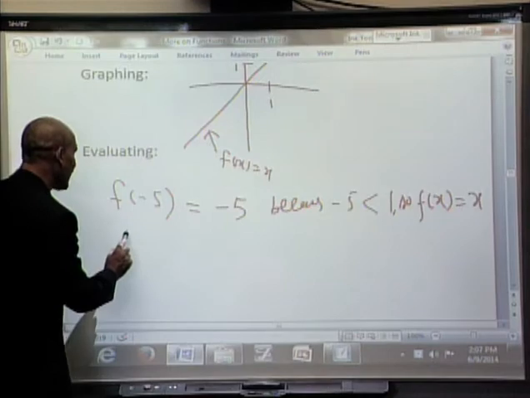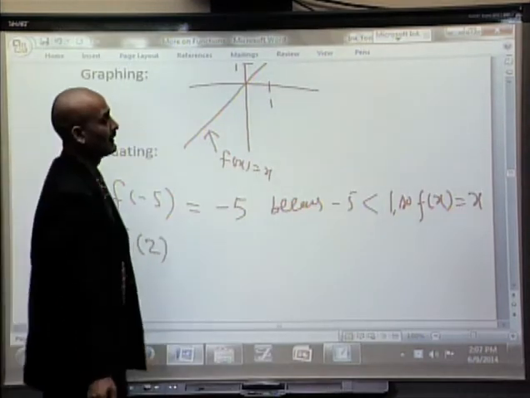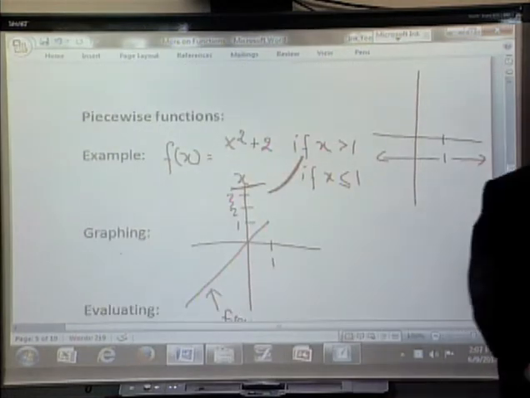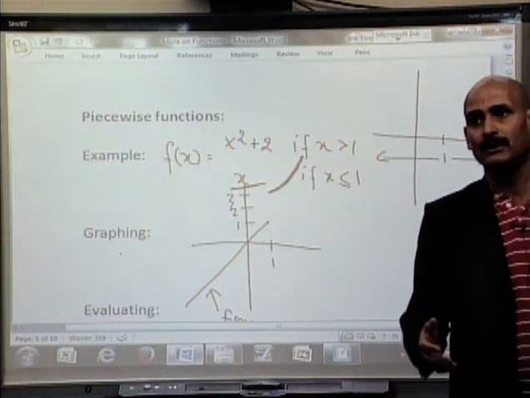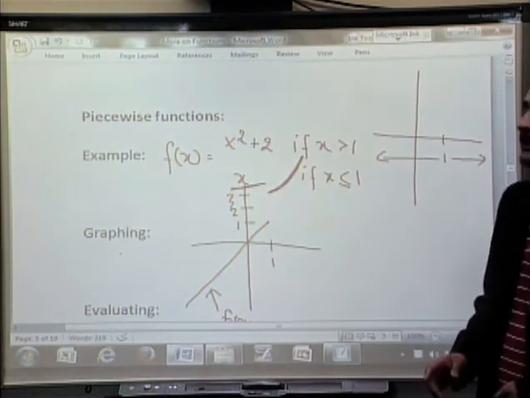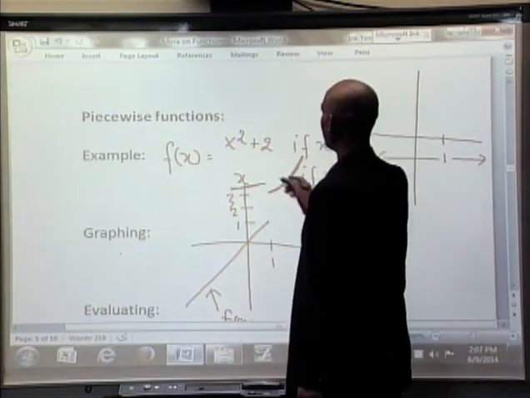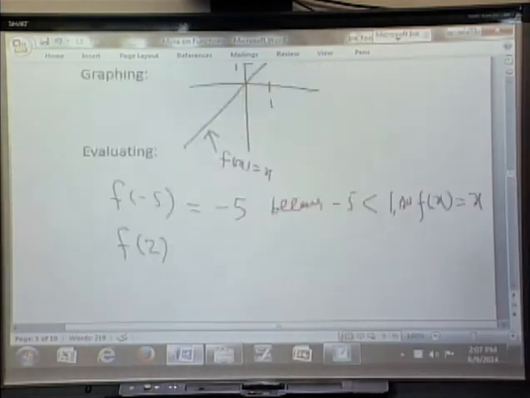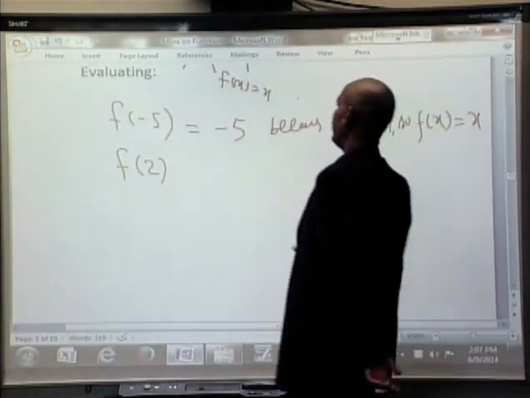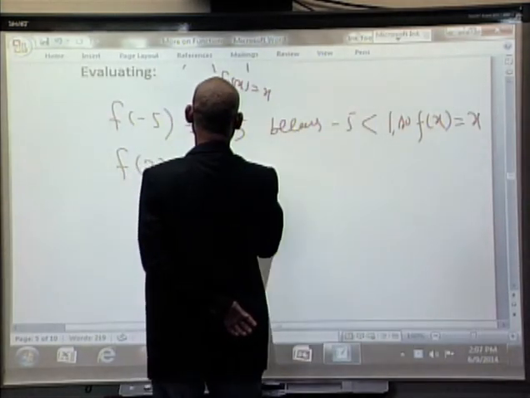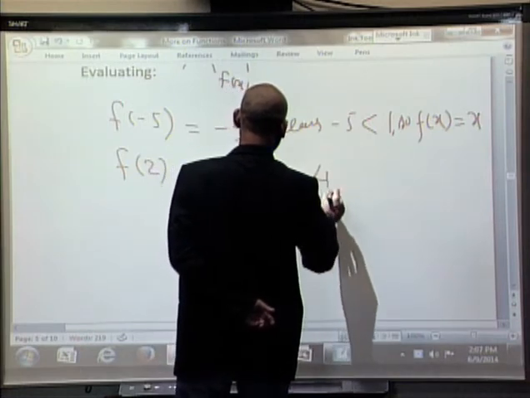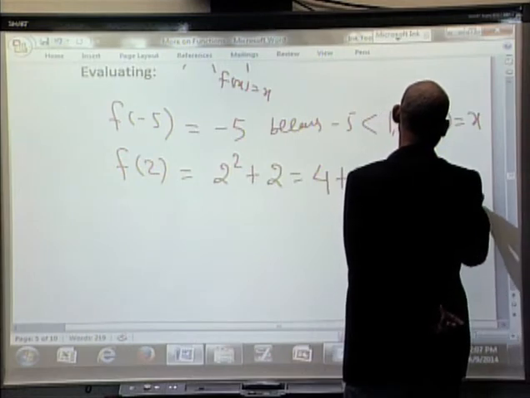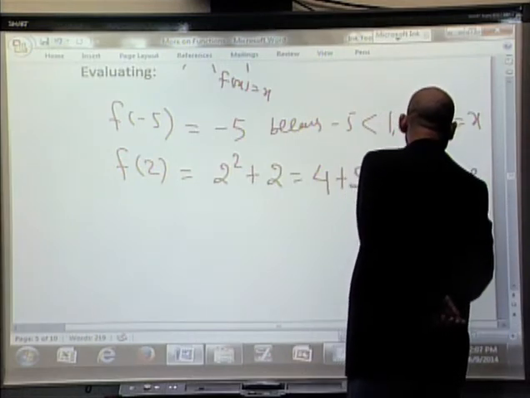Now let us say I want to evaluate f of 2. Again I should be asking the same question, if 2 is bigger than 1 or smaller than 1. Of course 2 is bigger than 1. So in order to evaluate f of 2, I should be using this formula x square plus 2. So f of 2 will be equal to 2 square plus 2, 2 square is 4 plus 2, this is equal to 6.